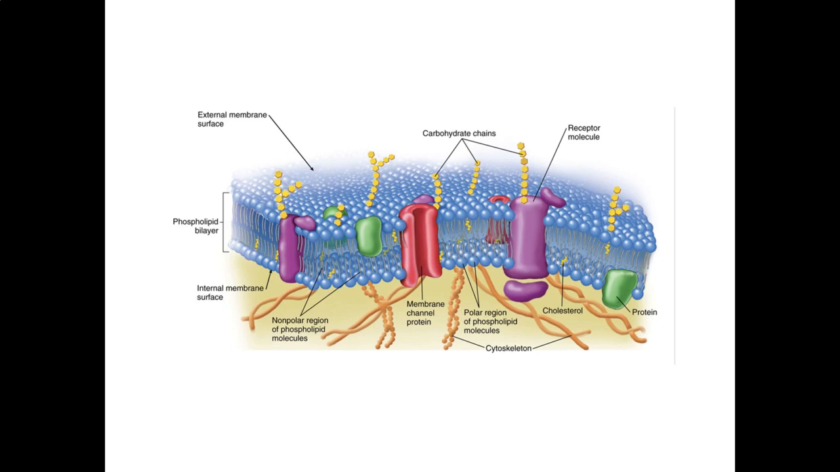And then you see some cholesterols, you see some carbohydrate chains, you see some proteins stuck in there. Those proteins deal with channeling items in and out of the cell. Everything is playing a role, okay? So this is just a snapshot of what a cell membrane might look like and all the things that help encompass what it actually is.